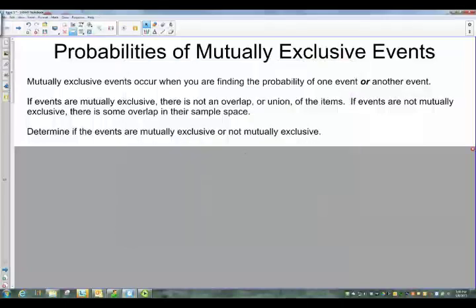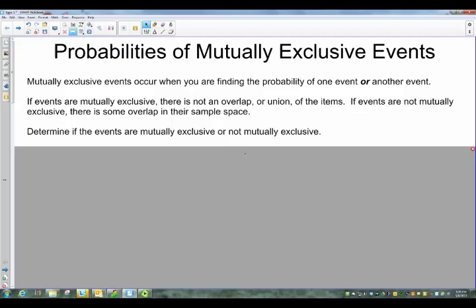All right, hello everyone. Today we're going to look at what's called probabilities of mutually exclusive events. Mutually exclusive is something that happens when you're looking at two different events. You're going to see the word "or." Mutually exclusive specifically means that things do not overlap, or there's no union. They don't have anything in common. If they are not mutually exclusive, they have something in common with their sample space.